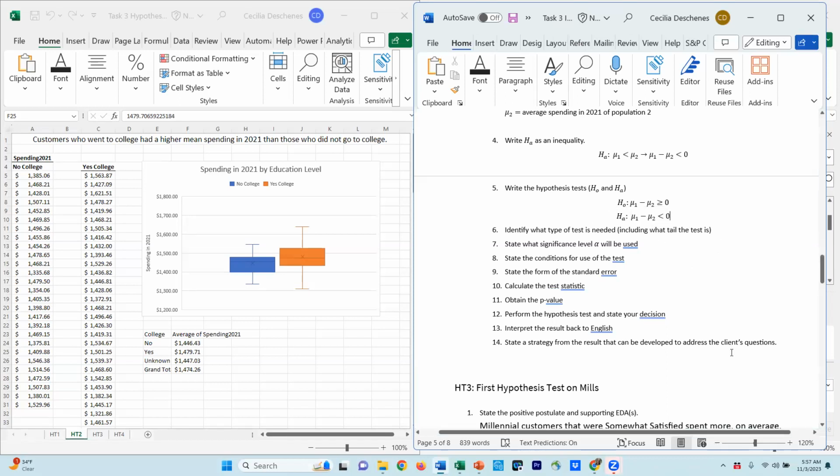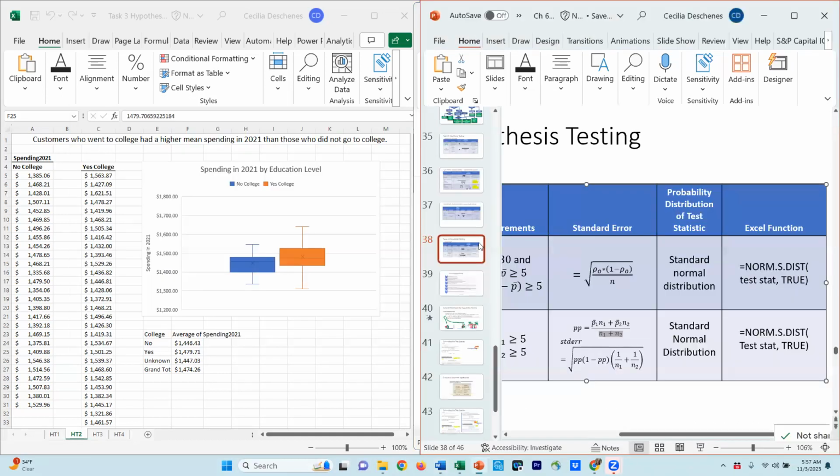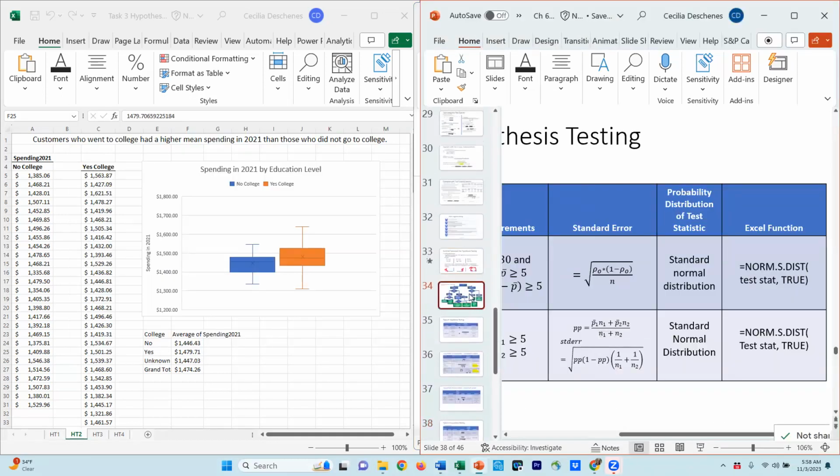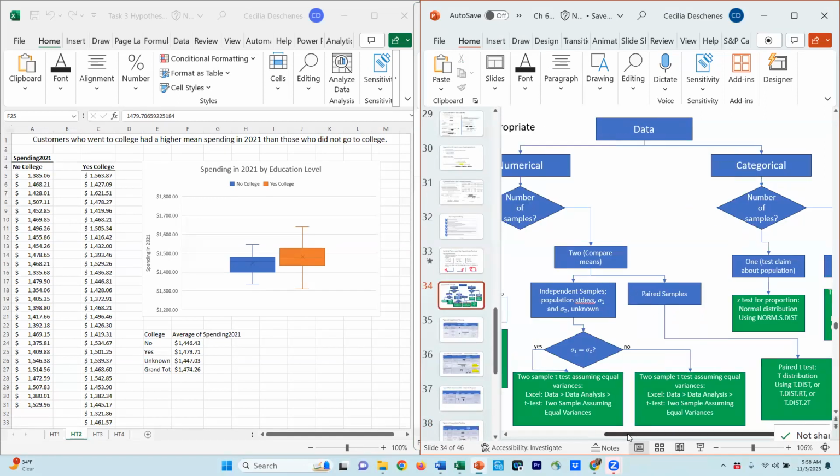Now that we have that, we're going to identify what kind of test is needed. If we go back to our flow chart, you can find it. We're here in numerical. Number of samples is 2. We want to compare means. These are independent samples. So now we're stuck with this question: is sigma 1 equal to sigma 2, yes or no?